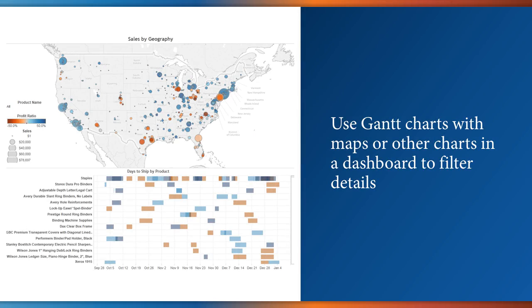Combine maps and other chart types with Gantt charts. Including Gantt charts in a dashboard with other chart types allows filtering and allows you to drill down to expand the insight provided.